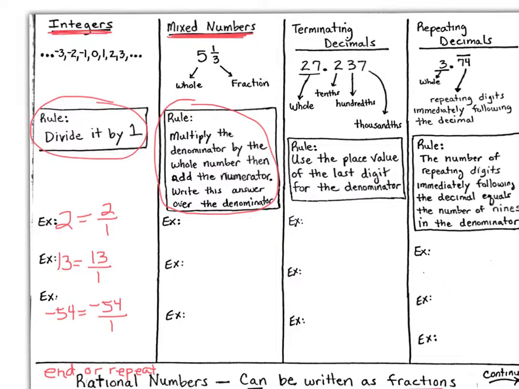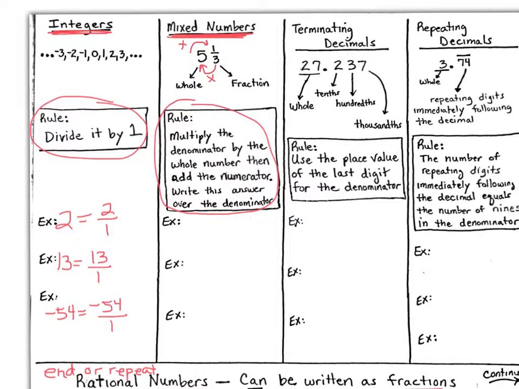You take the denominator and you multiply it by the whole number. Then you take that answer and add in the numerator. So you just go around clockwise.